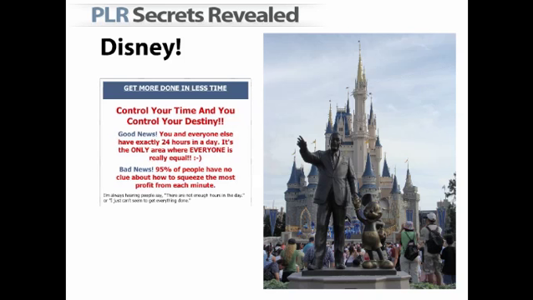Now, my favorite PLR story, because not only do I sell PLR, but I also use PLR, is with Disney World. A few years ago, my family and I were headed down to Disney. My wife teaches school, and she was going to be able to get out a little bit early that day. We're going to leave at 3 o'clock. It's about a 7.5-hour drive from our house down to Disney World.